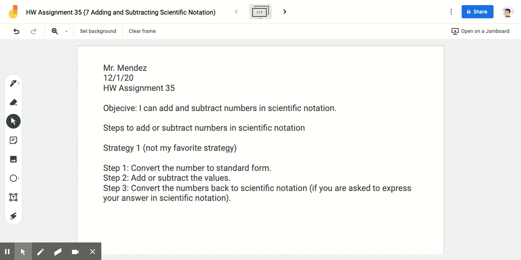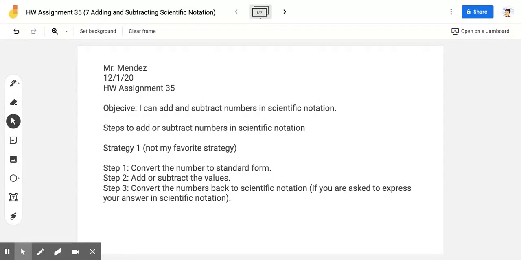Today's homework assignment 35. Our objective: I can add and subtract numbers in scientific notation. We're going to go over two different strategies you can use: my not so favorite strategy and my favorite strategy. The one I'm iffy about and the one I like a lot. They're both helpful in different circumstances. So here they are. Strategy number one, which is not my favorite strategy, but still helpful sometimes, and I'll show you when it is.